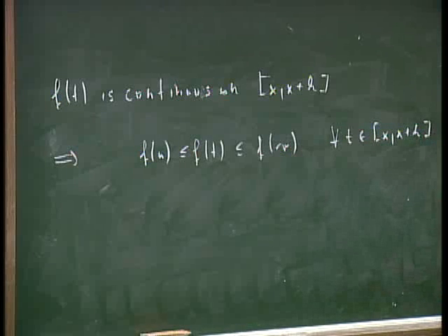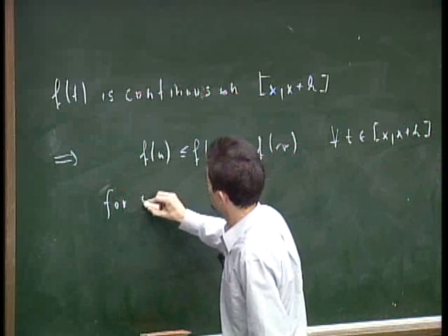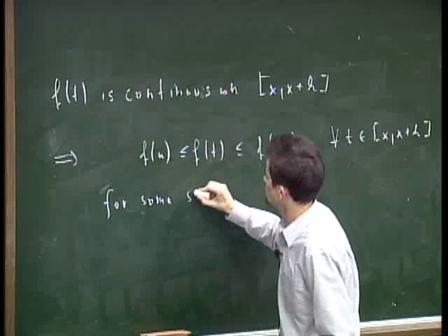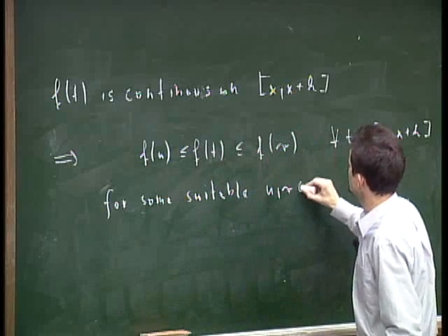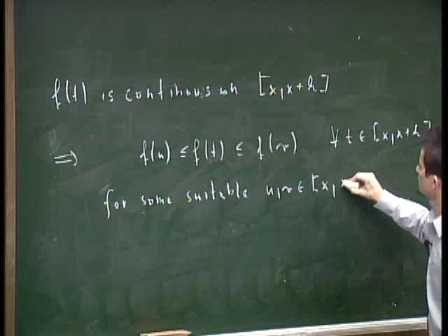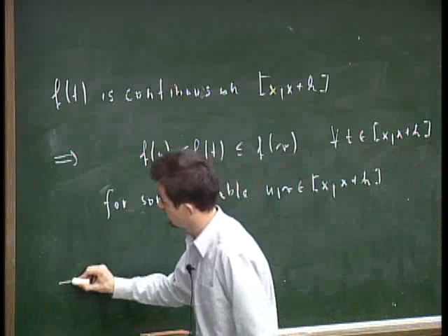Okay, and u and v are suitable values which are also in this interval. So this is the extreme value theorem which we use here. Now, this is already quite helpful because we can now plug this in here. So we can use one of the properties we have used before.